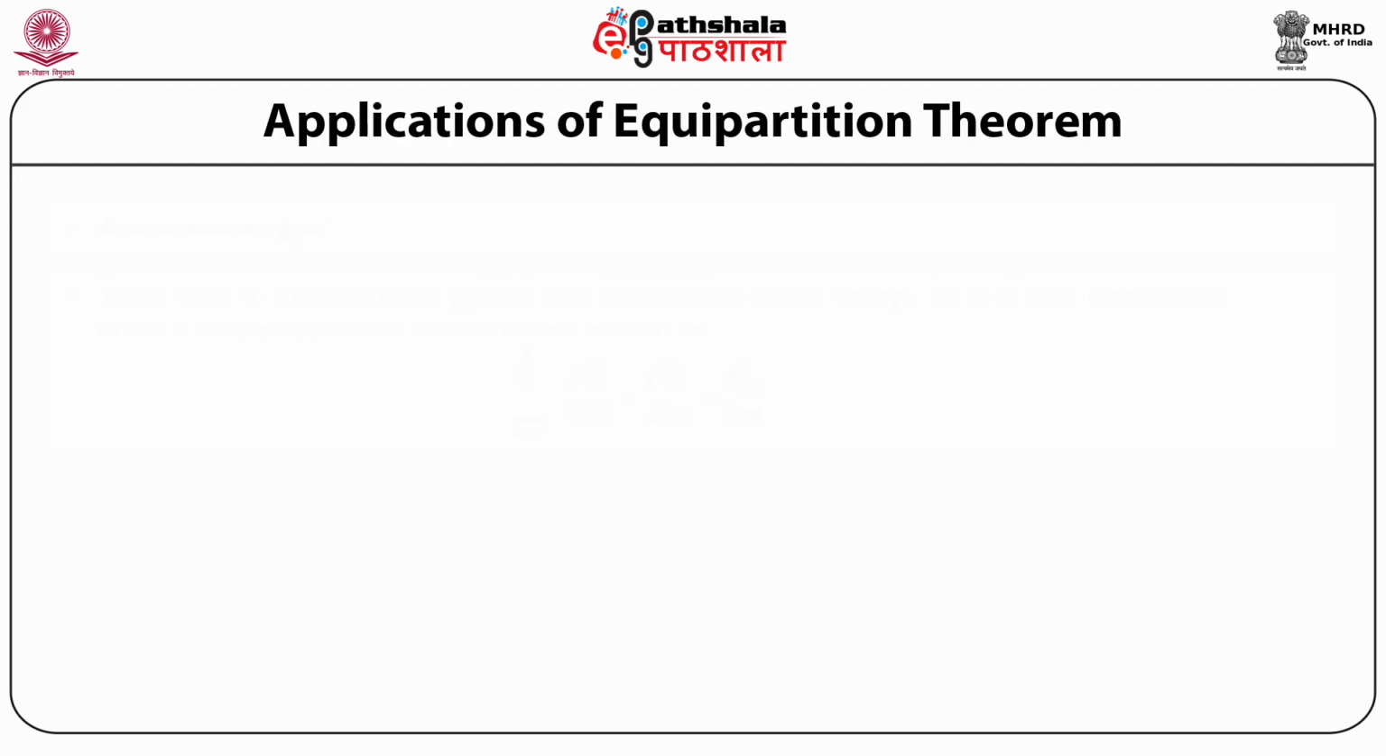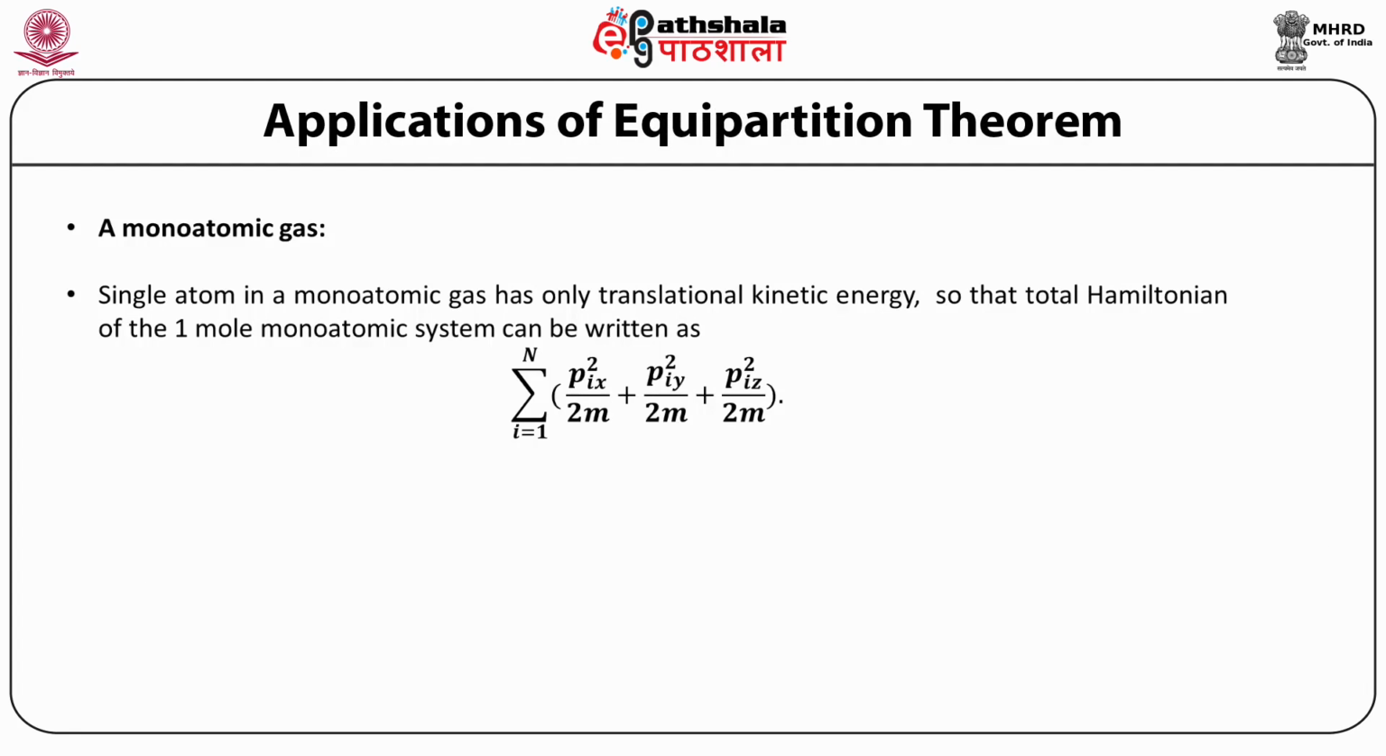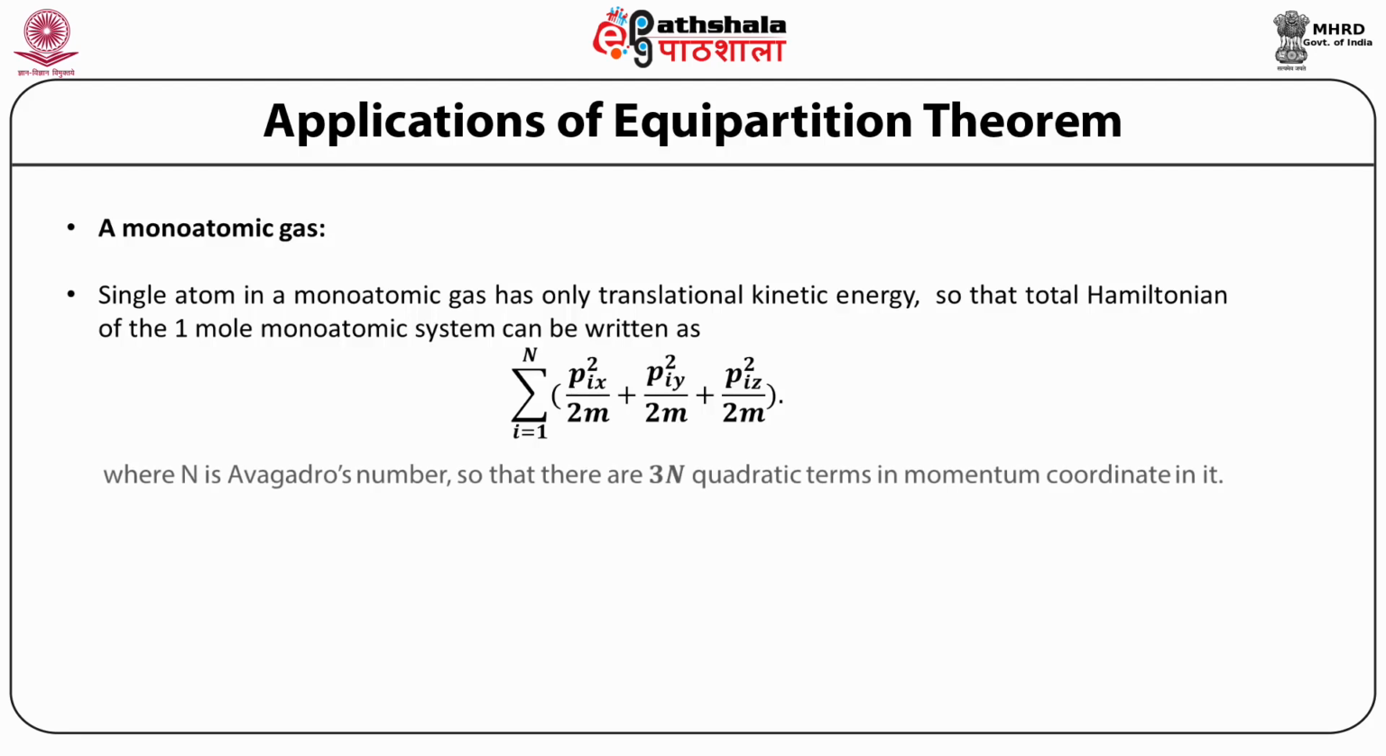Applications of the equipartition theorem. Let us take the case of a monoatomic gas. A single atom in a monoatomic gas has only translational kinetic energy, so that the total Hamiltonian of the 1 mole monoatomic system can be written as the summation over i from 1 to N of pix square divided by 2m plus piy square divided by 2m plus piz square divided by 2m, where N is Avogadro's number, so that there are 3N quadratic terms in the momentum coordinates in it.